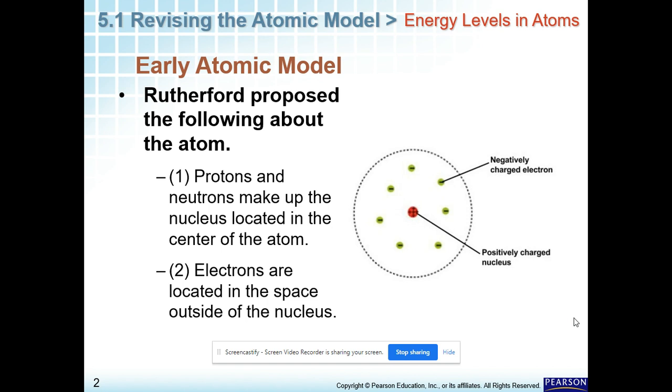Rutherford proposed, based on his gold foil experiment, that protons and neutrons make up the nucleus of an atom. The nucleus is located at the center, and it is positively charged. The second thing he stated is that electrons were located outside of the nucleus in this space, and so here they're just randomly placed outside of that nucleus.